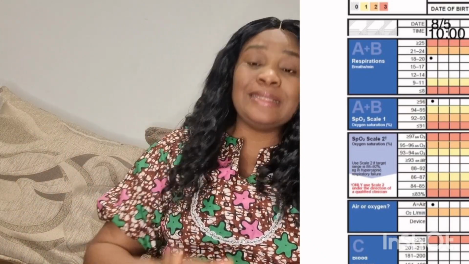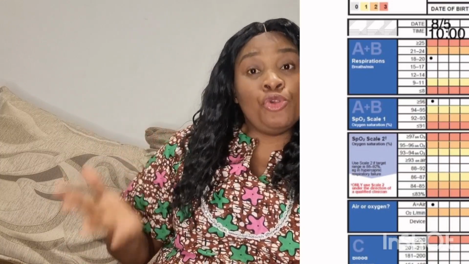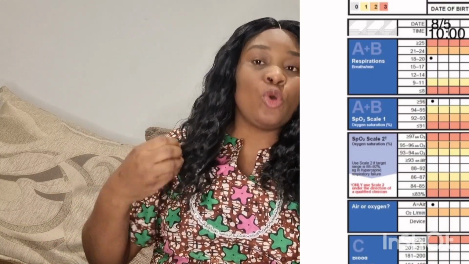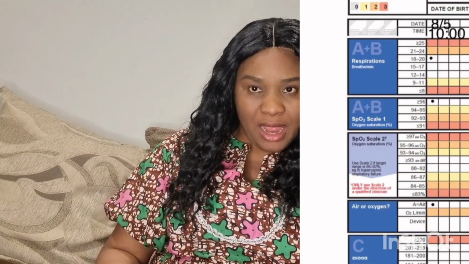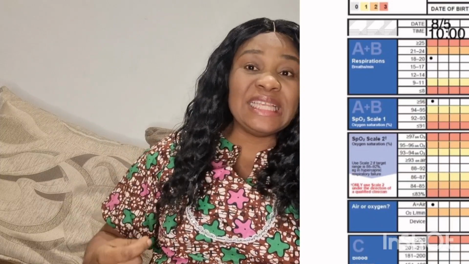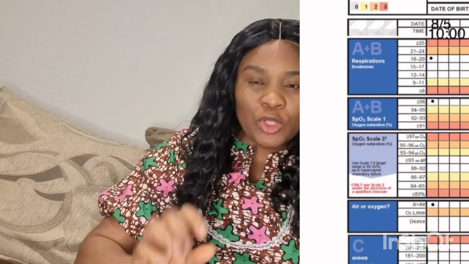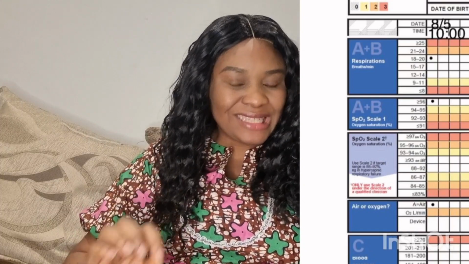Now the next one is air or oxygen. If your assessor does not tell you that the patient is on oxygen, it means the patient is on air. So you put a dot on air. But if the assessor tells you the patient is on oxygen, then you put a dot on oxygen and the device is nasal cannula. But our assessor has not told us that the patient is on oxygen, so we'll put a dot on air. Now take note, you can see how neatly I charted it.